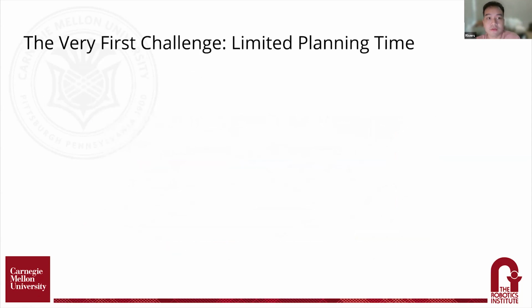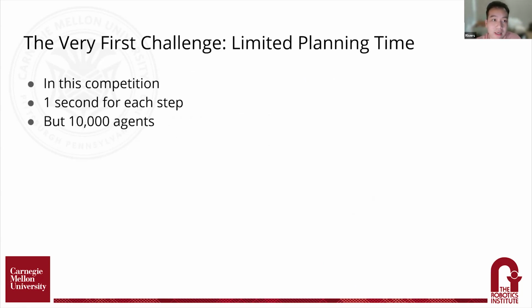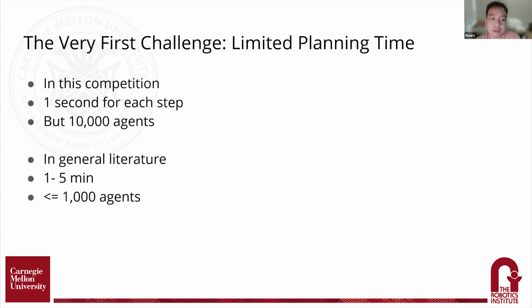The very first challenge I believe everyone encountered in this competition is the limited planning time. We are only given 1 second for each step, but we have 10,000 agents at the most. As a comparison, in general literature, researchers generally experiment with 1 to 5 minutes, and the number of agents is usually smaller than 1,000.